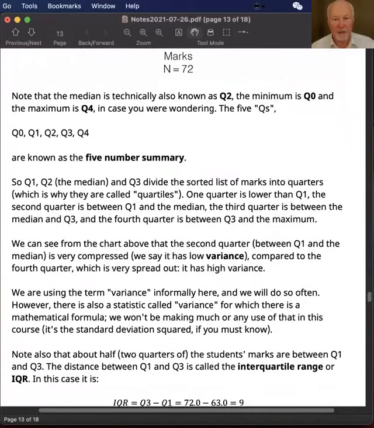So the quartiles divide the marks into quarters, and that really helps with our visualization.